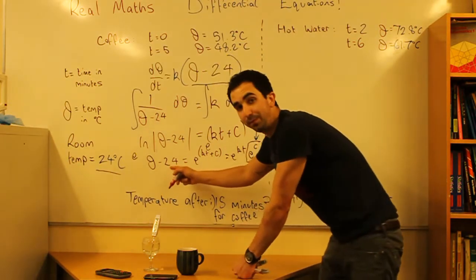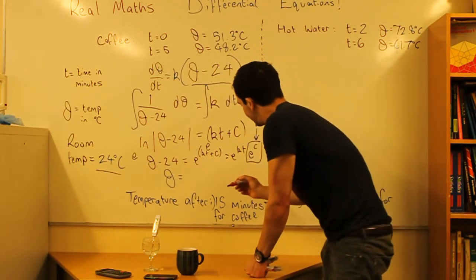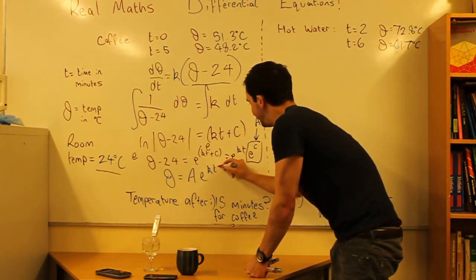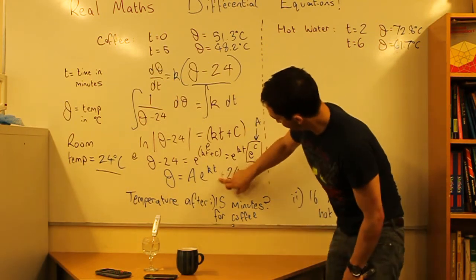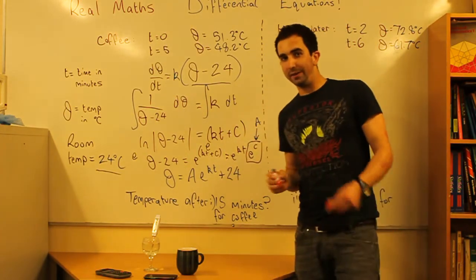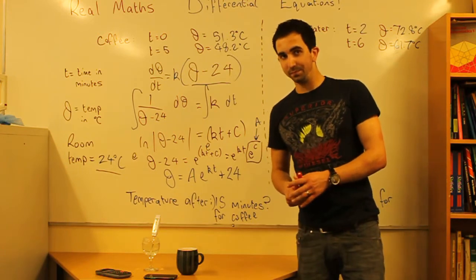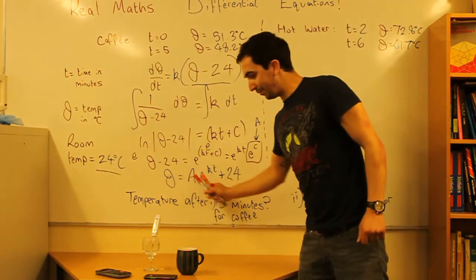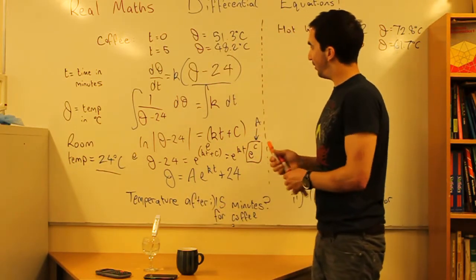So we now plus the 24 to both sides, and we get theta equals A e to the kt plus 24. Okay? Hope you followed this. You can always ask on the comment section if you don't understand what's going on, and I'll try and make it clear for you. So, that's our general differential equation. We've got boundary conditions here that we recorded.